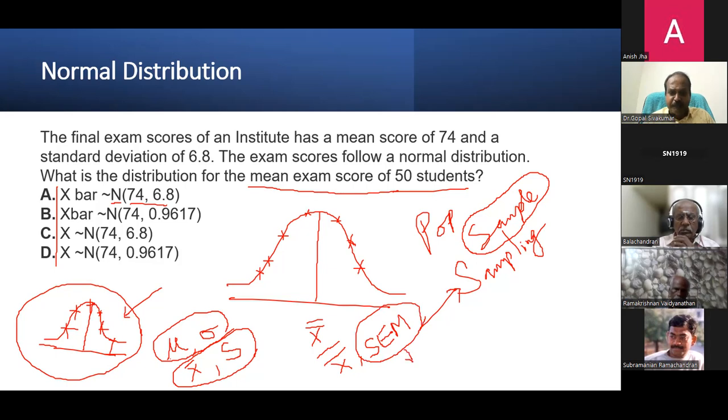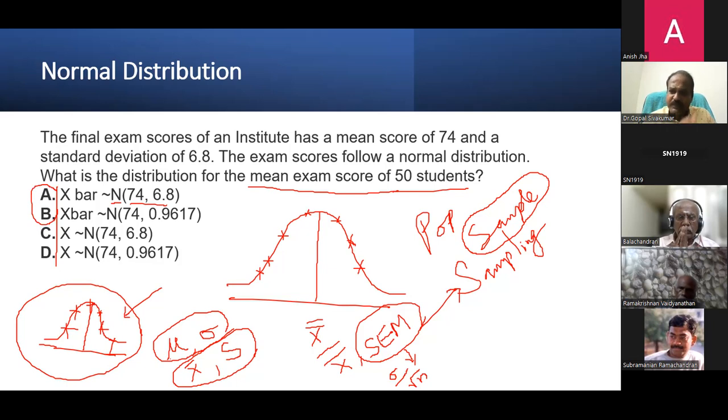The standard error of the mean can be calculated using the formula sigma divided by square root of n, where n is your subgroup size, and sigma is the available standard deviation. In this case, the population standard deviation is available. Use the population standard deviation, calculate sigma over root n, and you will get the value of the standard error of the mean. Now look at the four options. Definitely your answer is between A and B.